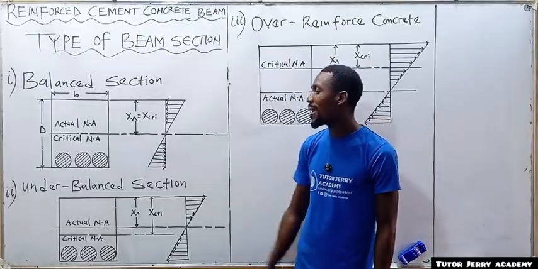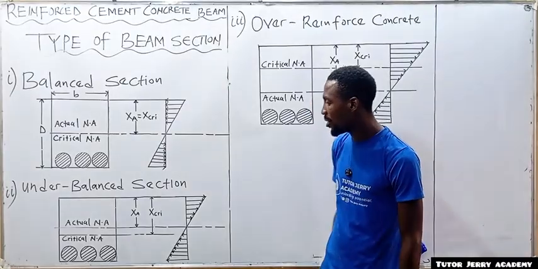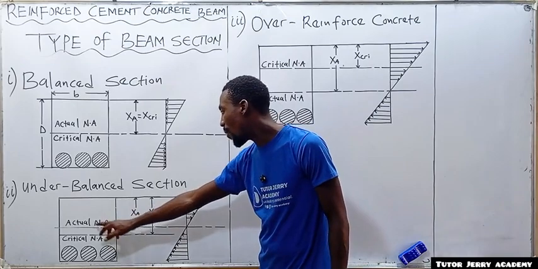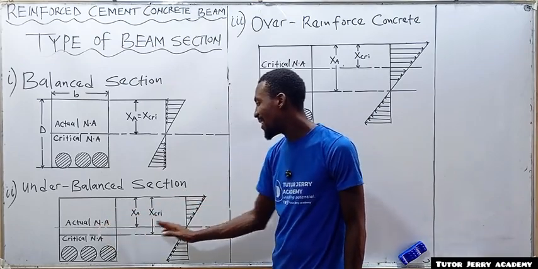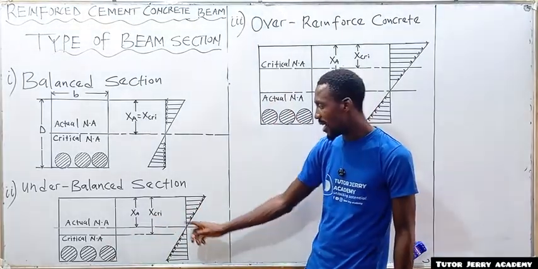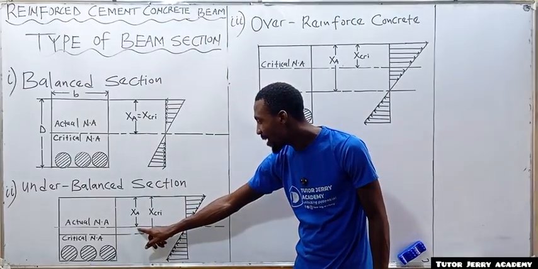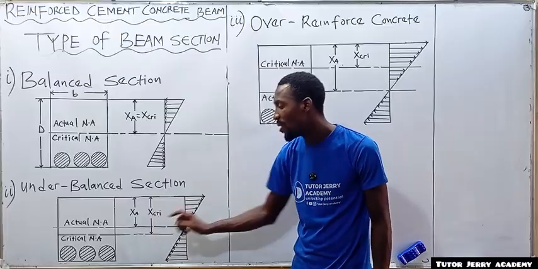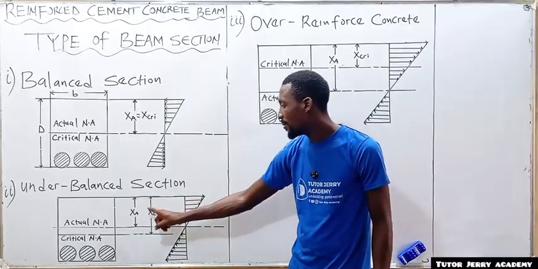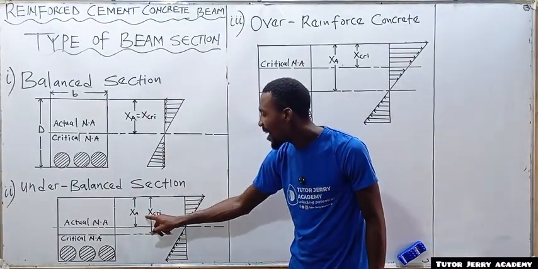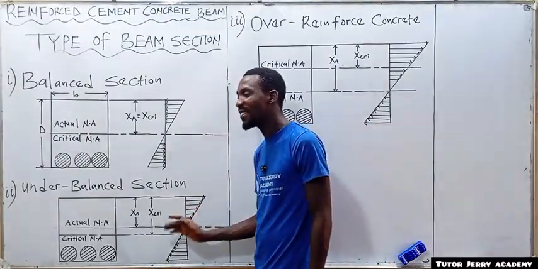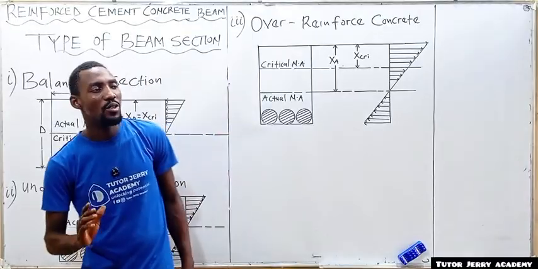So for the under balanced section, if you look at this, you are going to observe that our actual neutral axis is lesser than the critical neutral axis. I hope you can see that. From this point to this point is our actual neutral axis. From this point to this point is our critical neutral axis. Is that clear? So you need to note that the actual neutral axis is lesser than the critical neutral axis. So that is the first thing you need to note.